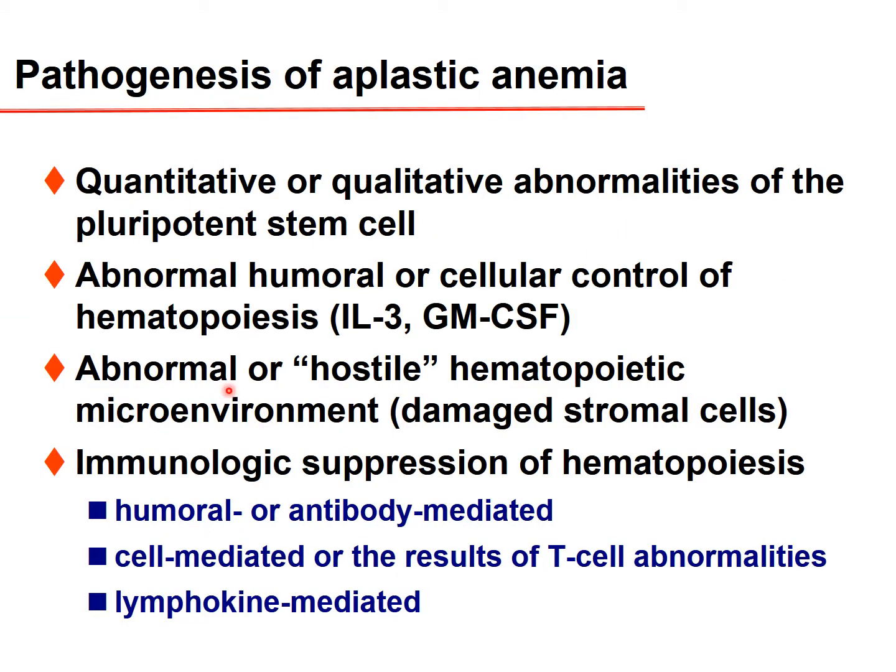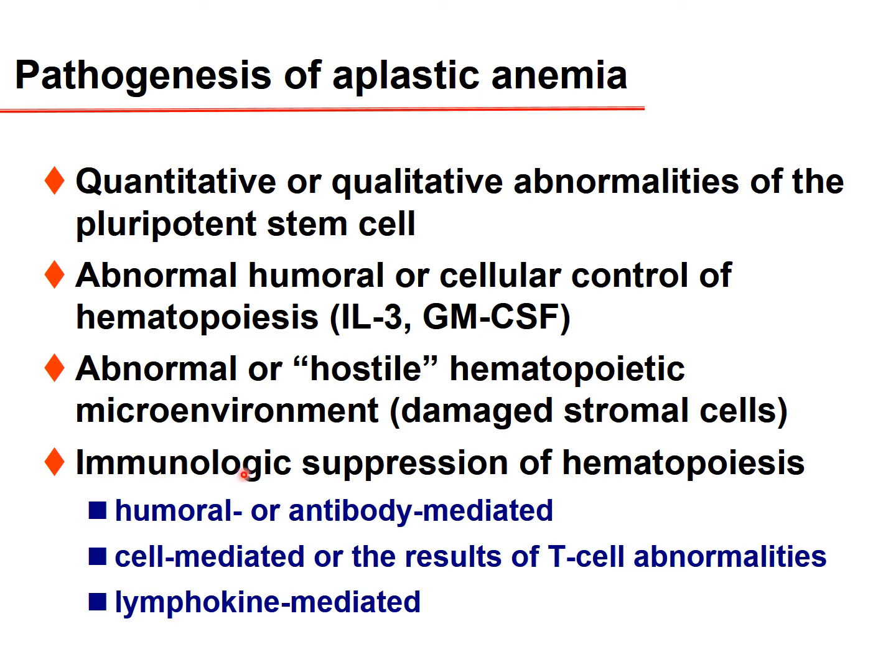Now, what can cause aplastic anemia? That can be quantitative or qualitative abnormalities of the pluripotent stem cells, or abnormal humoral or cellular control of hematopoiesis, such as the absence of interleukin-3 or granulocyte-monocyte colony stimulating factor. But it can be some microenvironmental problem, for example, damaged stromal cells. So it looks like the hemopoietic function of the bone marrow is altered.